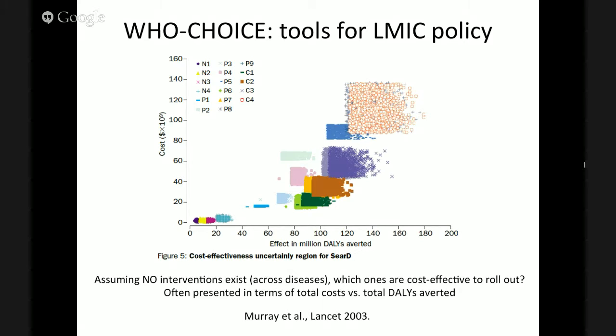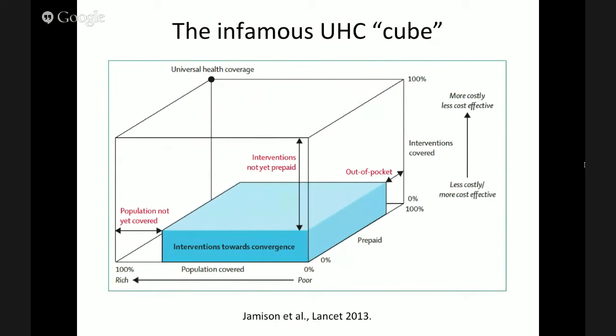But WHO CHOICE application has been somewhat limited, and more recently people have been thinking about things besides health that we want to buy in healthcare. As we think about universal health coverage, this cube that's been shown in a lot of health systems and policy meetings comes up very quickly. If we think about the pathway to universal health coverage, on the lower axis between poor and rich you think about coverage, the proportion of the population covered. On the axis that extends from the front to the back of the screen, you think about what proportion of cost are people paying out of pocket?